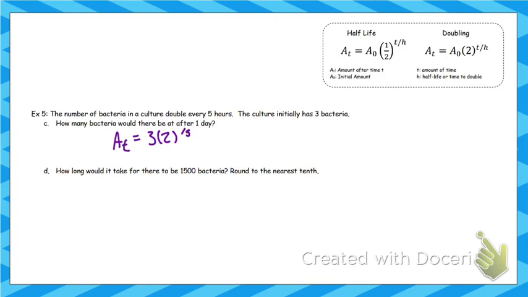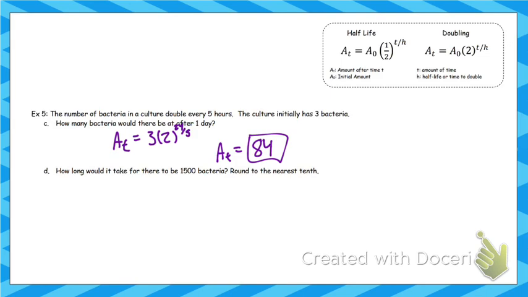And then we need 1 day in terms of hours, so we're going to use 24, because again, the time has to be consistent. Variable by itself, plug it into a calculator, and we get 83.57 bacteria. Now I'm going to go ahead and round this up just because we're not really going to have half a bacteria. So I'll say that there's 84.